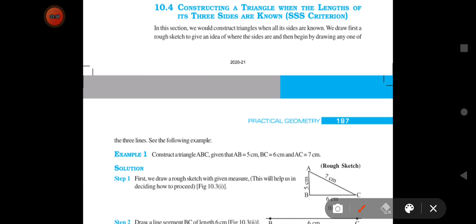Constructing a triangle when the lengths of its 3 sides are known. In this section, we construct triangles when all the sides are known. We first draw a rough sketch to give an idea of where the sides are. Then we begin by drawing any one of the 3 lines. See the following example. Construct a triangle ABC given that AB equals 5 cm, BC equals 6 cm and AC equals 7 cm. Steps of construction. 1. First we draw a rough sketch with the given measures. This will help us in deciding how to proceed.